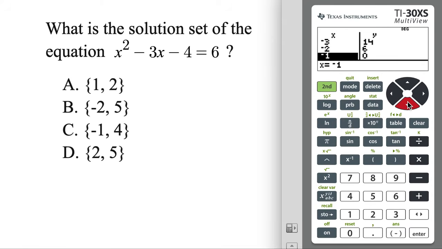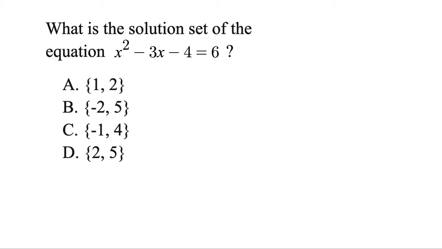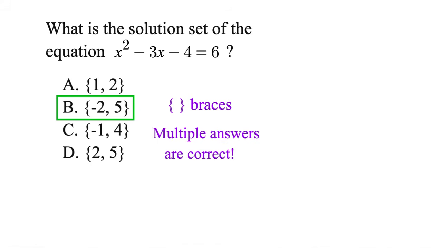All right, well, let's just double check that. And that does check out. When x is 5, the whole thing is 6, just like we want. So it's got to be B, because those are both of our answers there. When you have those squigglies, it just means multiple answers are correct.